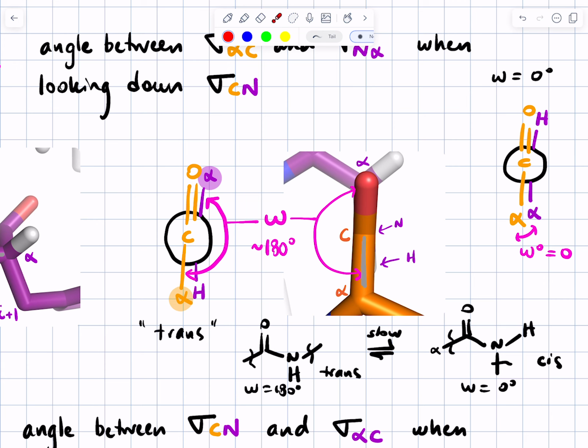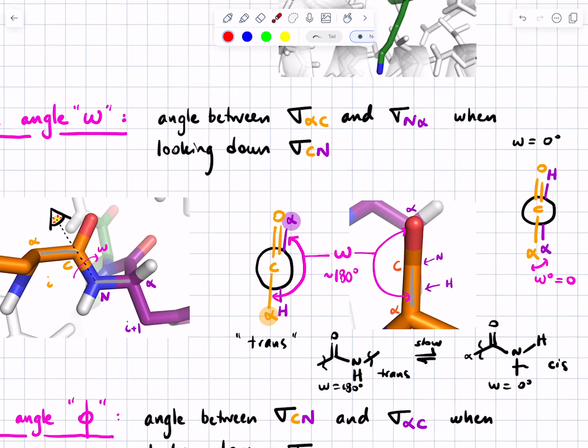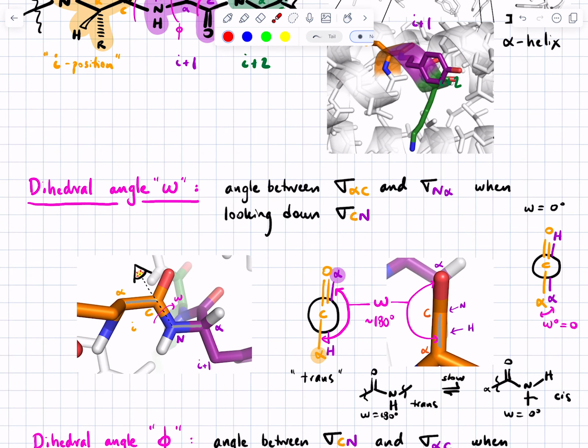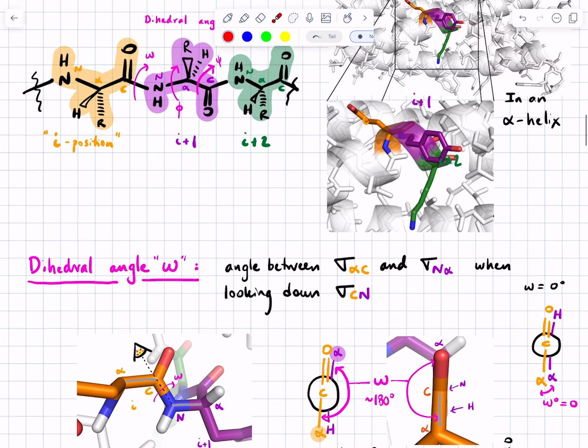Okay, so omega is kind of easy because there's only two possible values, 0 and 180. Any other questions you want to ask about the omega angle? Okay, let's talk about phi now.